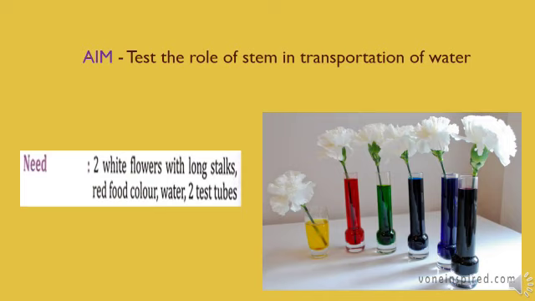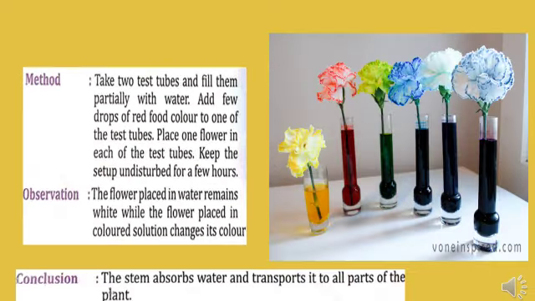For this activity, we need 2 or more white flowers with long stalks, food colors, water, test tubes or any containers. Now, fill these containers or test tubes with water and add a few drops of different kinds of food colors in each of the test tubes. Place the flowers in each of these containers or tubes and keep them standing undisturbed for some time.